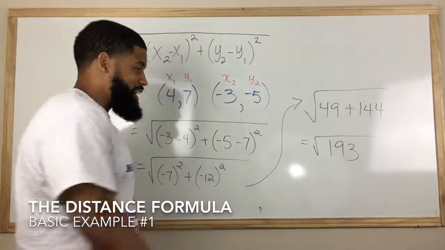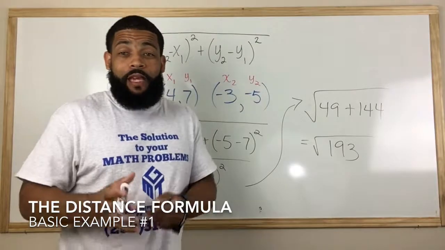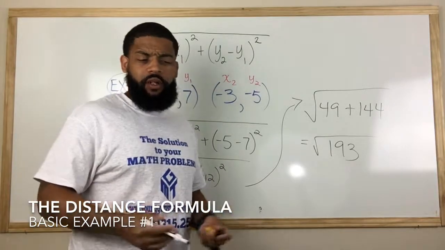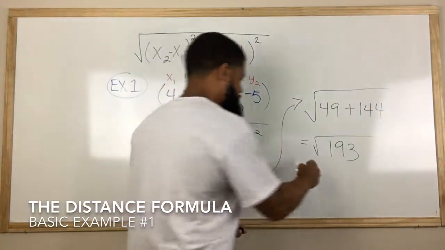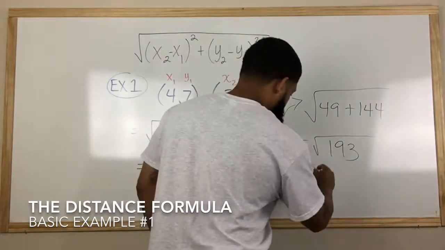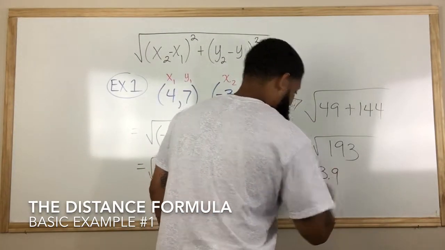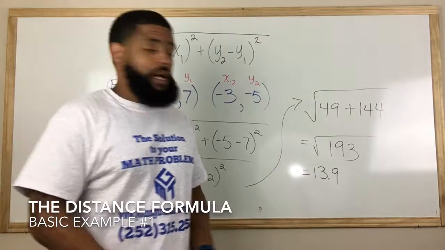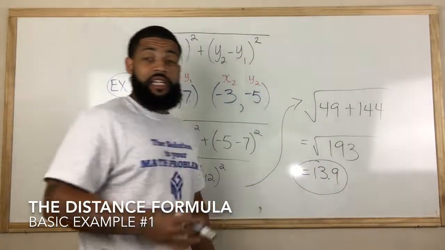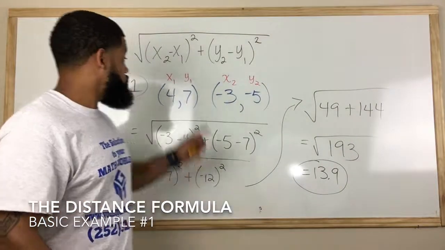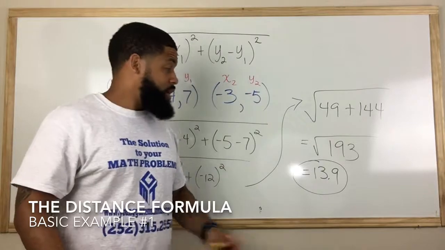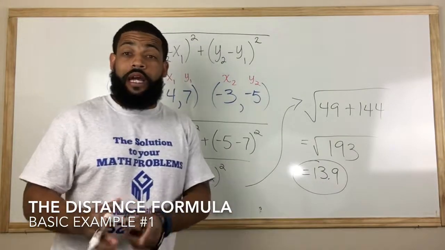And when we get that, we'll get the square root of 193. And the square root of 193 is not a whole number, it's going to be an approximation. So we'll round it off to 1 decimal place. So it's approximately 13.9. Okay, so I just rounded that off to 1 decimal place. So what this is saying is that the distance between the ordered pair (4, 7) and the ordered pair (-3, -5) is approximately 13.9 units.